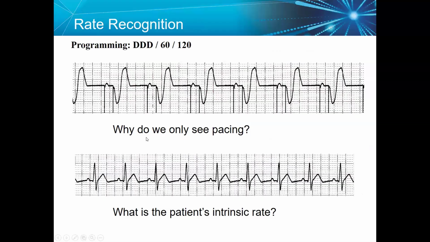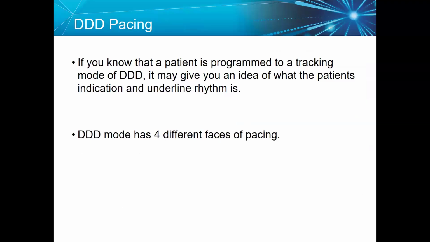Okay, this is rate recognition: atrial pacing, ventricular pacing, and here this intrinsic rhythm, around 75. So DDD pacing; if you know this tracking mode, DDD, it may give you an idea of the patient's indication and the underlying rhythm.